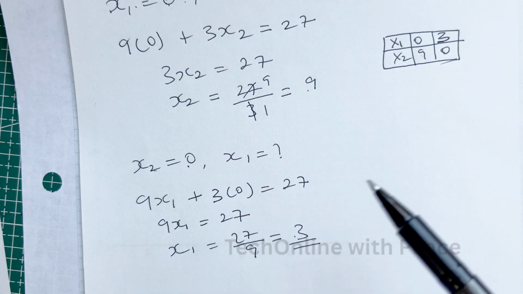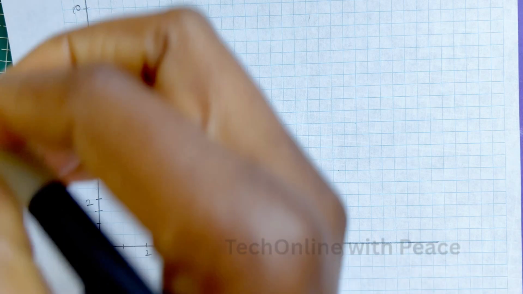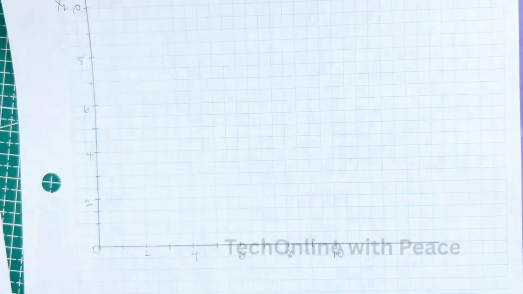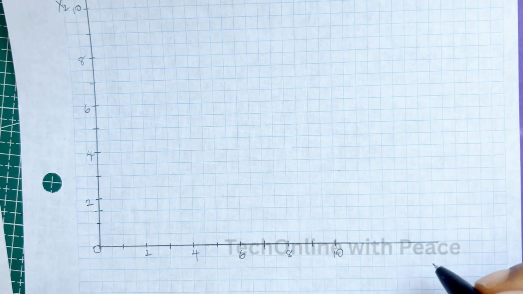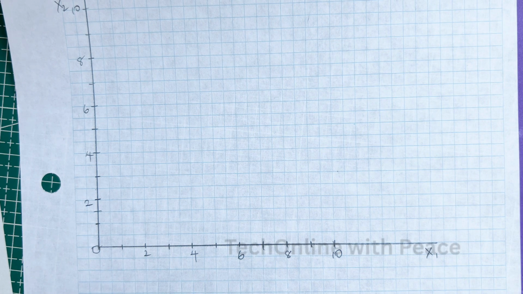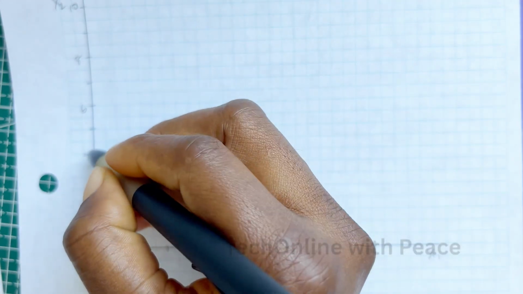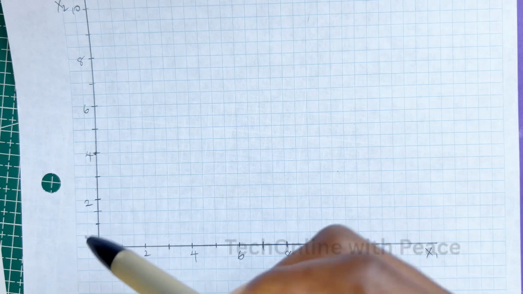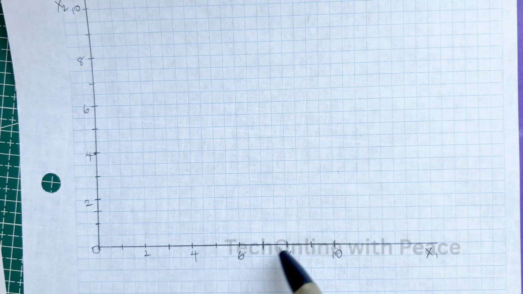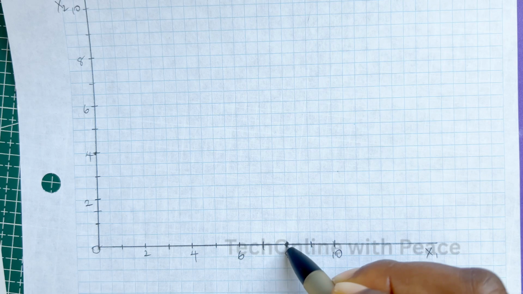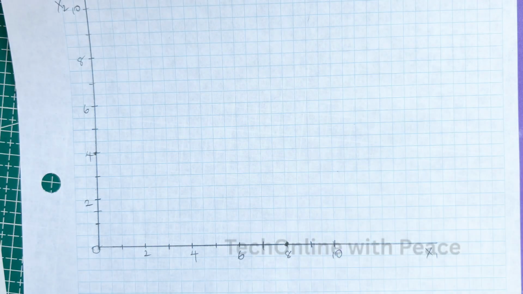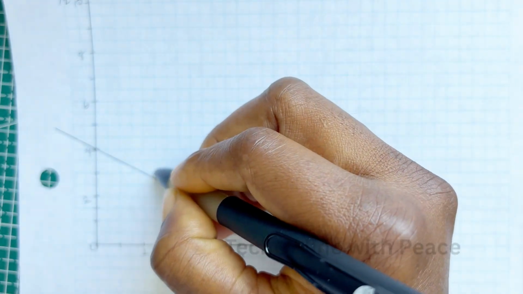So we are going to represent it on a graph. This is our graph with x2 here on the y-axis and x1 on the x-axis. Therefore, for the first constraint, when x1 is 0, the value for our x2 is 4. We have 4 here. When x2 is 0, the value for our x1 is 8. We join the two lines. This is the first constraint.